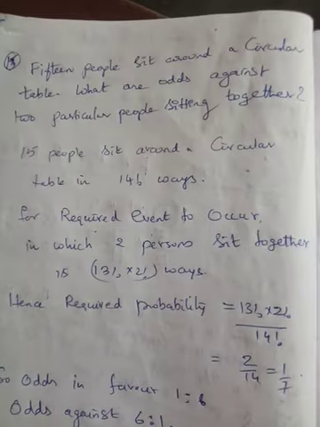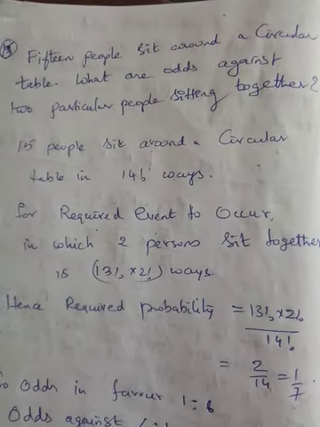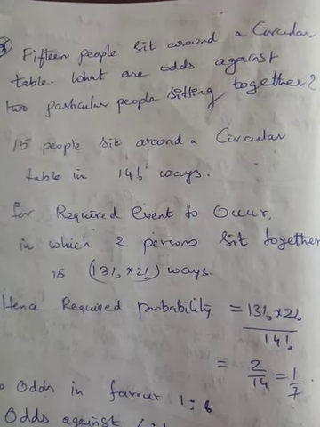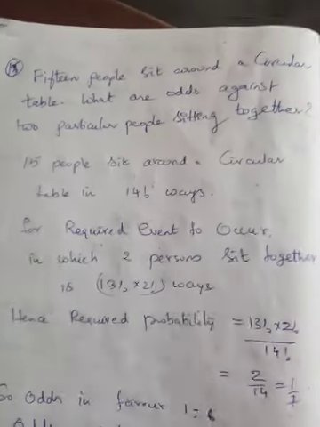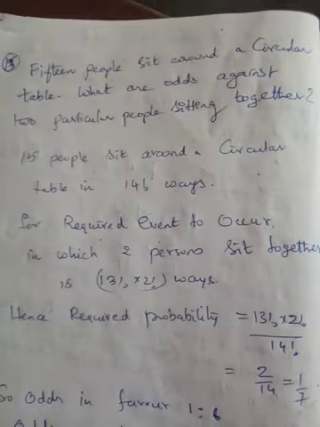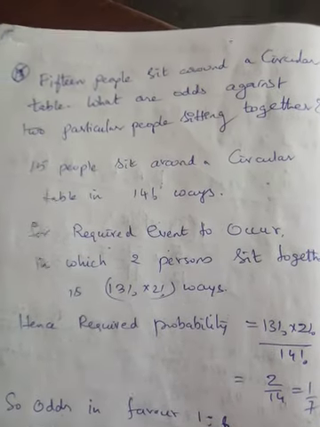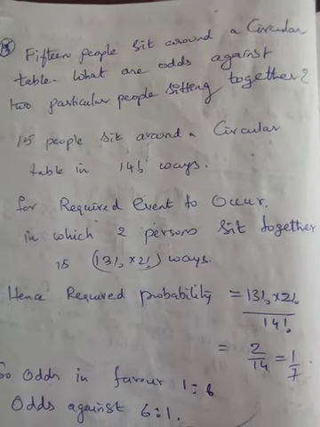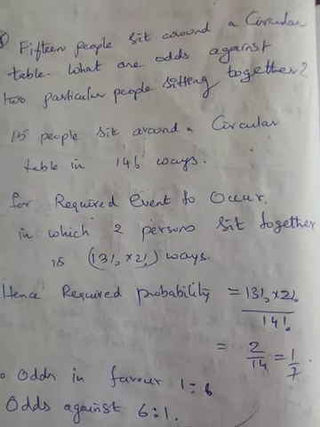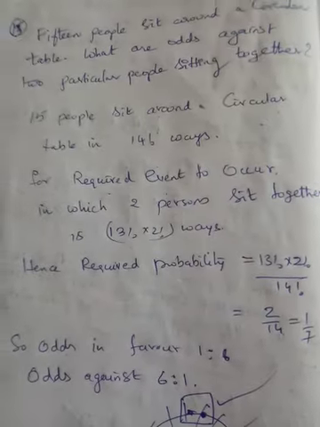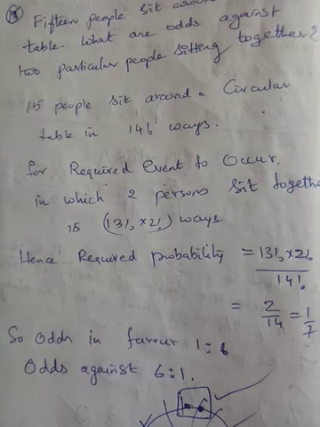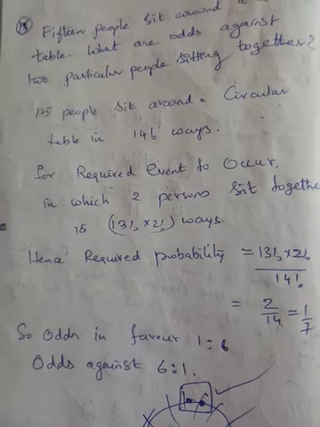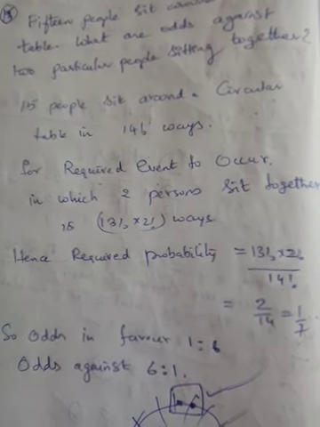15 people sit around a circular table. What are the odds against 2 particular people sitting together? So 15 people sit around a circular table in 14 factorial ways. First one person will sit, next the 14 persons will sit, because without fixing the first person, the remaining cannot sit. So 14 factorial ways are there. For the required event in which 2 persons sit together, the 2 persons can sit in 2 factorial ways. That means first person A, second person B, or B first and then A. There is no clarity. So 2 factorial ways, and the remaining are 13 students.